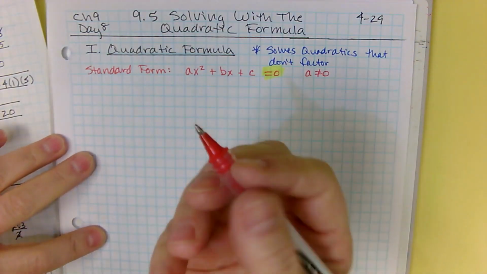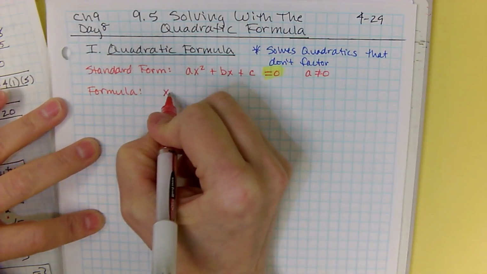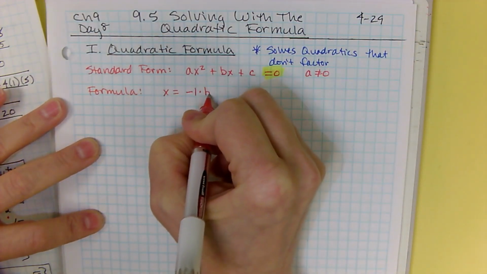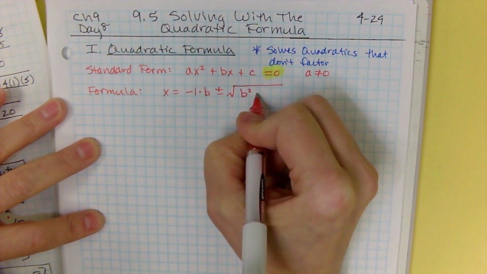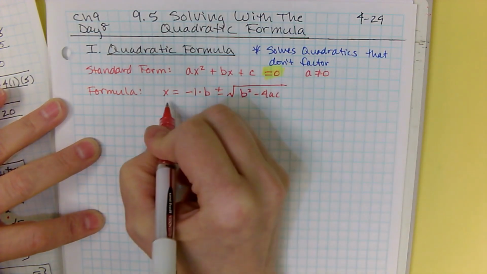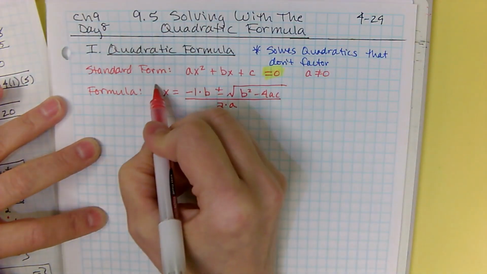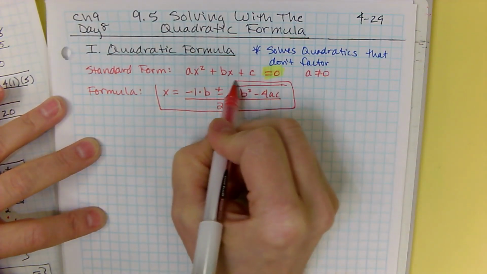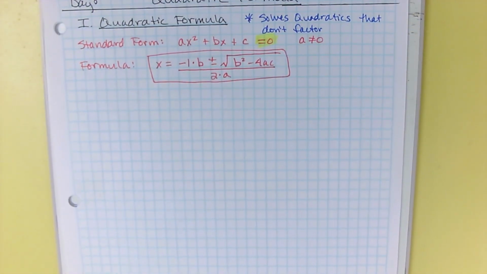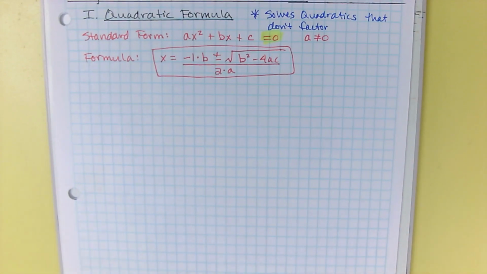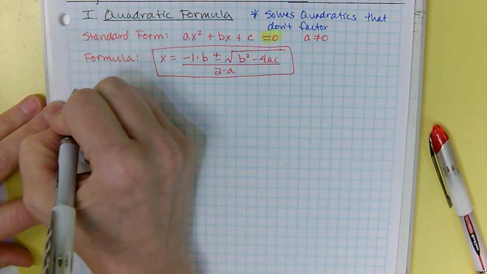Now here is the actual quadratic formula. x equals negative b plus or minus the square root of b squared minus 4ac, and then all of that is over 2 times a. This is one of those formulas you're going to want to commit to memory. This is one you're expected to know how to do on your state test without a prompt. So you've got to get it memorized.